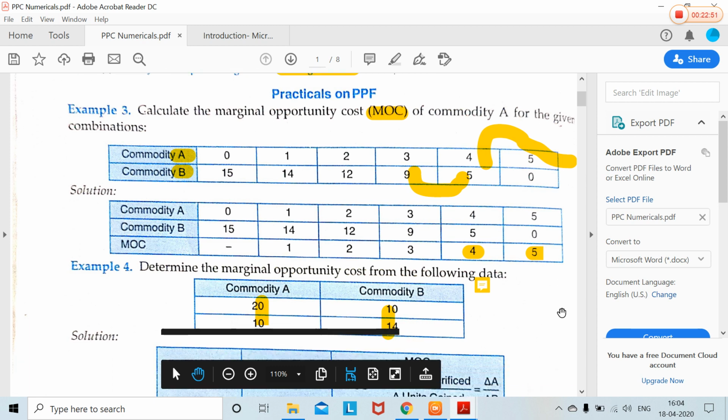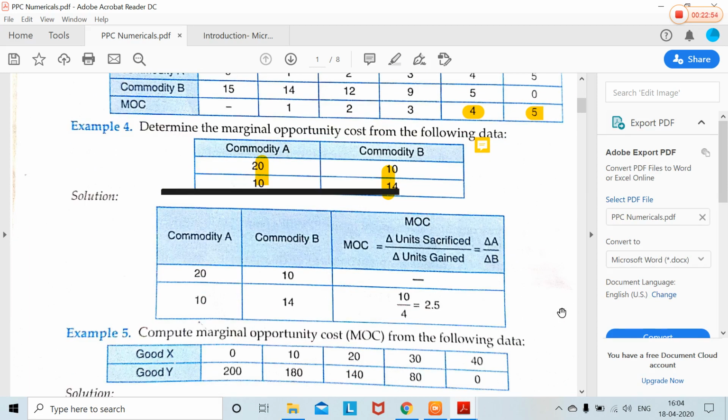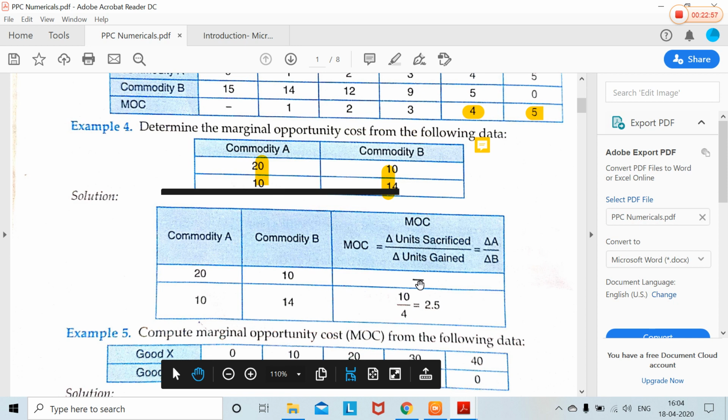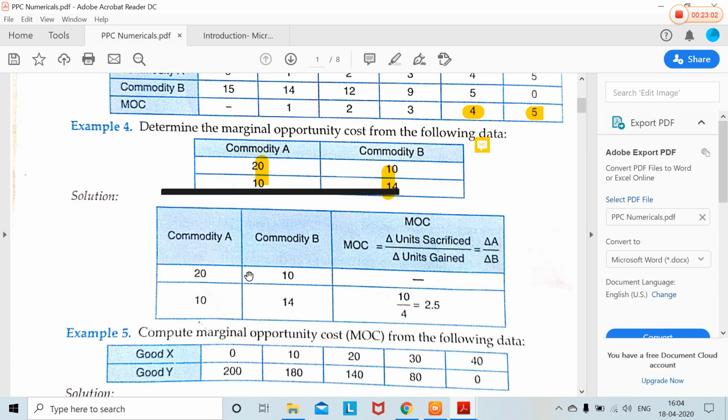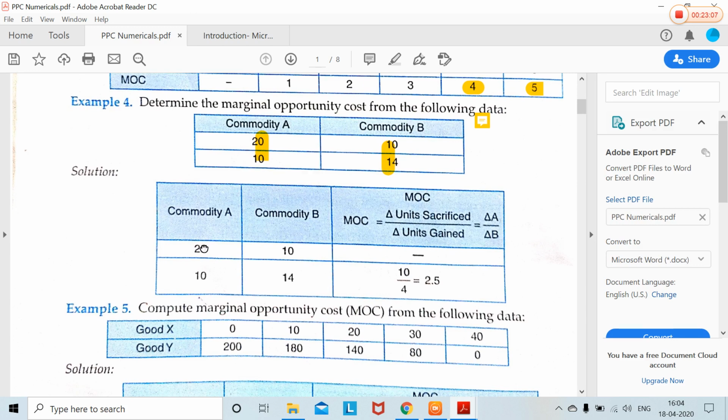Let us see the answer. See, commodity A and commodity B. In the first case we'll always put a dash because we do not have enough information. The economy was producing 20 units of A and 10 units of B. We don't know how many we have lost because we don't have information above this. But to gain 4 more units in B, we had to lose 10 units in A. It means to gain 1 unit in B, we had to lose, on average, 2.5 units in A. So 2.5 is the MOC in this question.